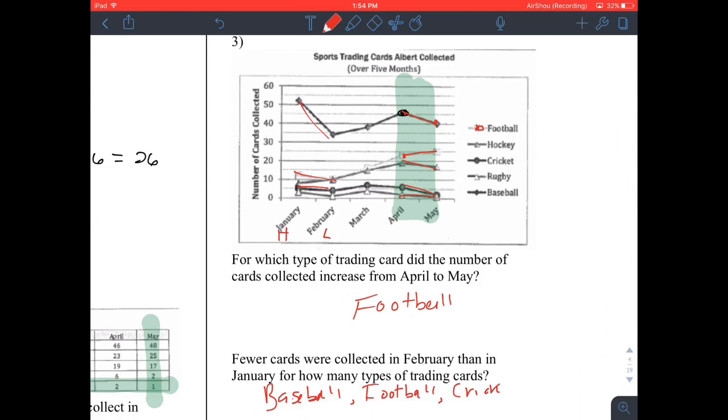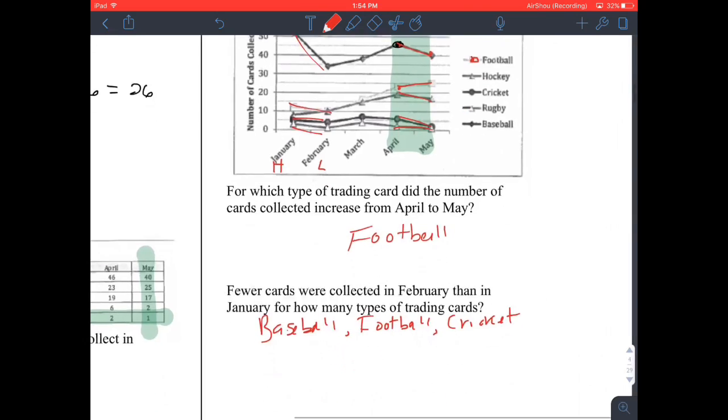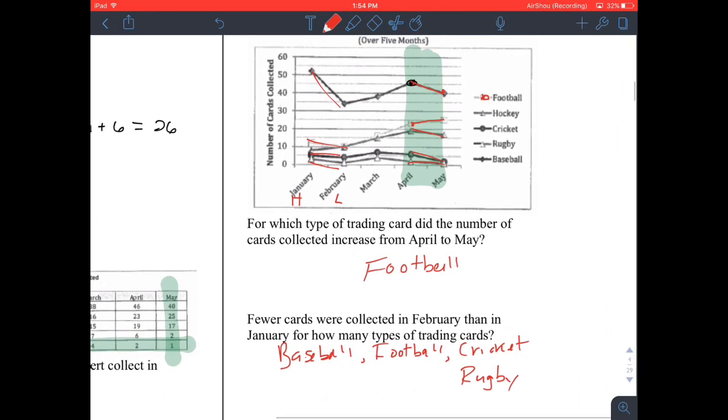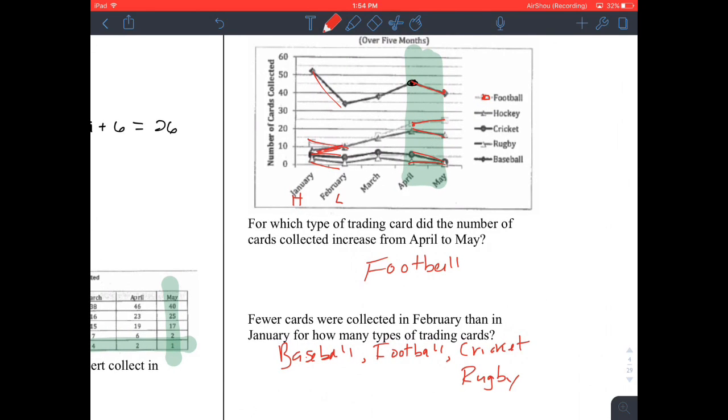Who collects cricket cards? Is this Europe or what? And it went down in rugby. Also, come on, rugby. What year is it? The only one that went up was hockey.